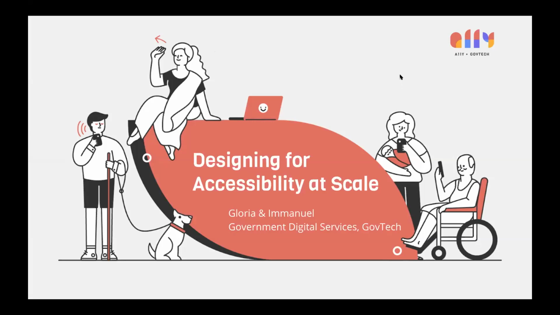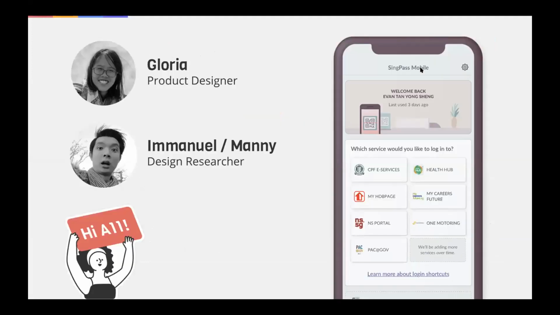Yeah, we're super excited to share with you today about our journey in designing for accessibility at scale, a journey that has been going on for the past year and a half. A little bit about ourselves to start with. I'm Gloria, and I'm a product designer in the government digital services division in GovTech, where we build tech products and services to serve citizens and businesses in Singapore. And I'm a design researcher working with Gloria, along with the identity products in GovTech.